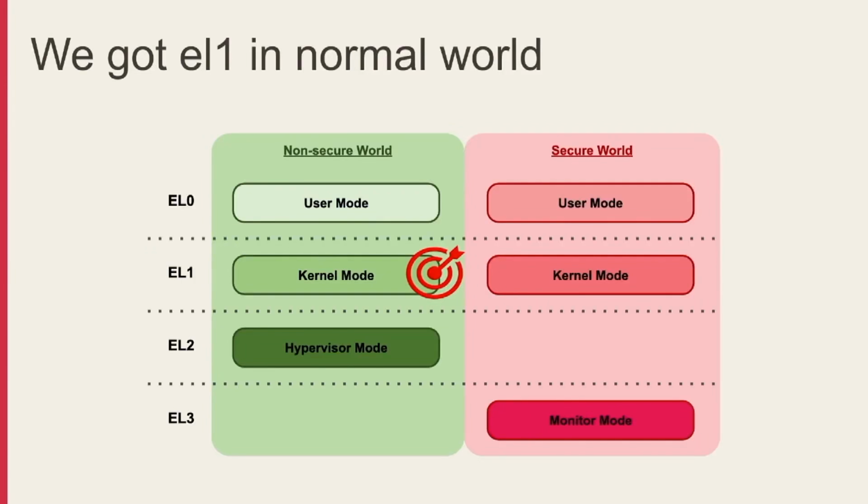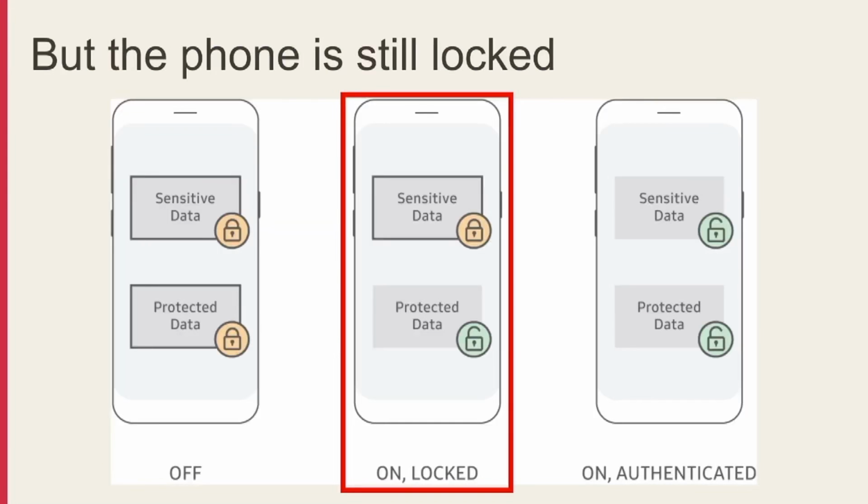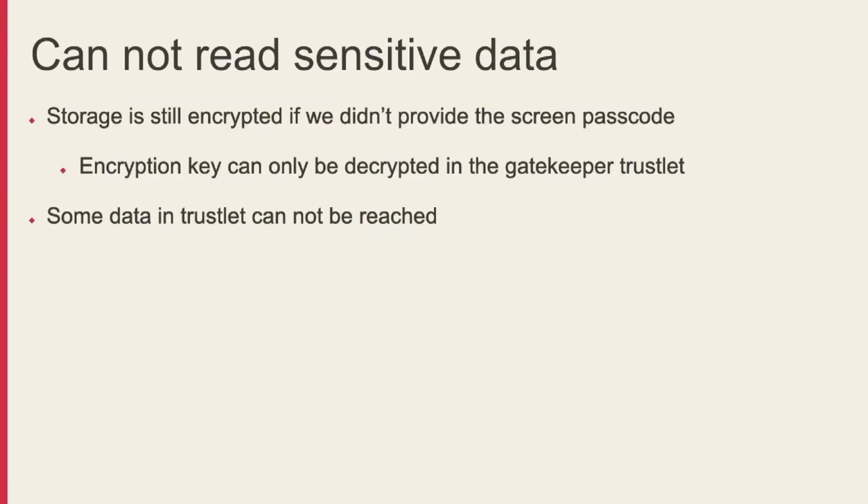Now, we got exception level 1 in normal world. The data in secure world is still reachable, since the Knox bit is safe. But we don't have the screen passcode. The phone is still locked. We cannot read sensitive data. The storage is still encrypted.